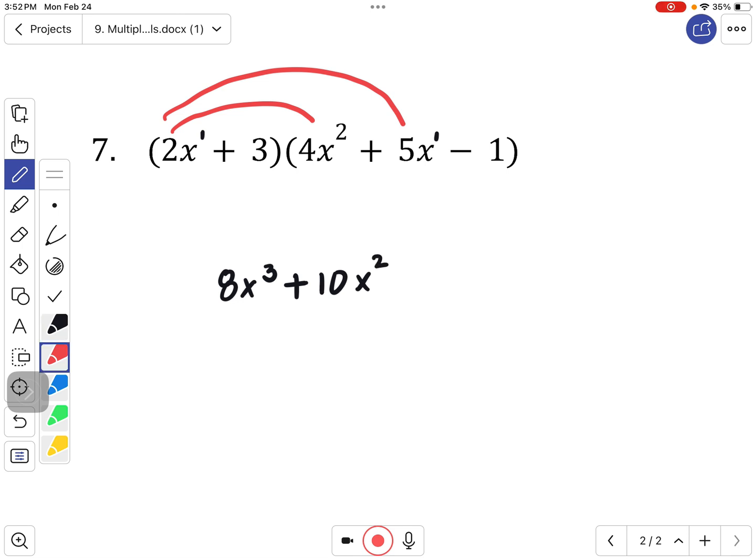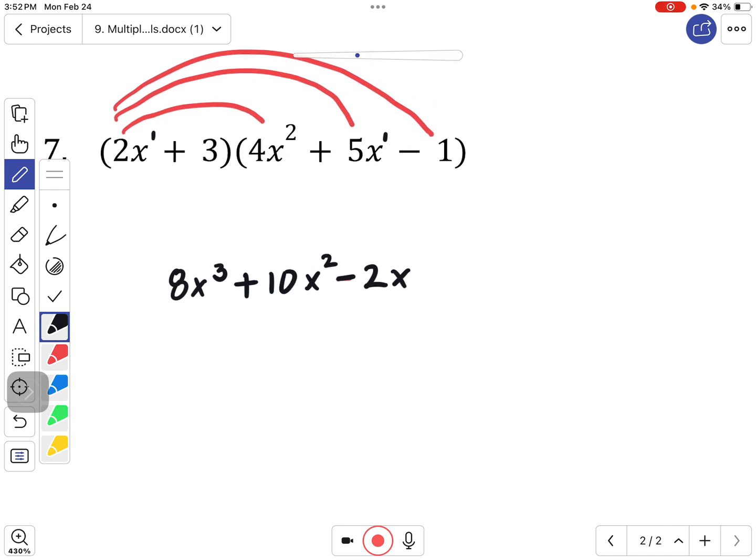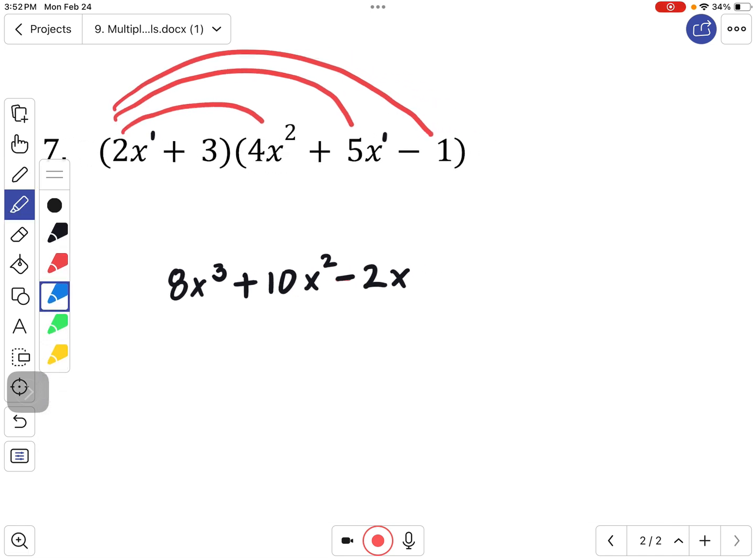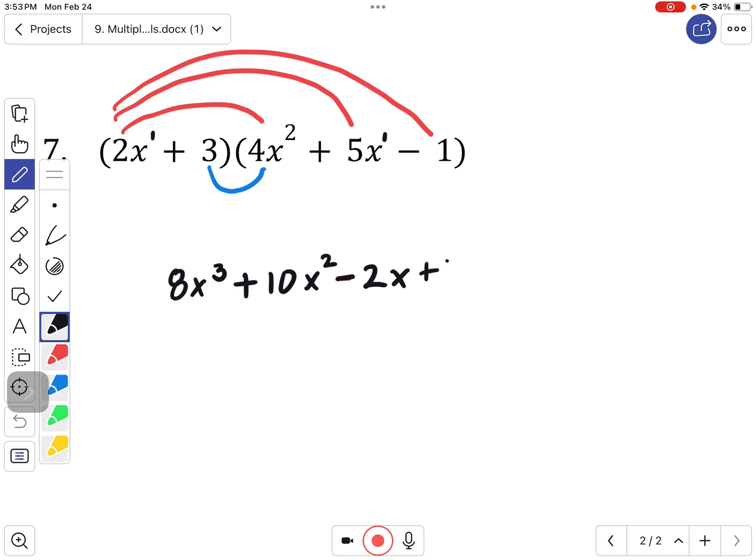And then lastly, I'm going to take this 2x, I'm going to distribute it to the -1. So that's going to give me -2, and I still have that x. Okay, so the next one I'm going to do is this middle one right here. That 3, that's kind of in the middle of the whole problem, but it's the second part of the first set of parentheses. So I'm going to take this 3 and I'm going to multiply it by 4x squared. So 3 times 4 is going to give me a positive 12, and I still have x squared.